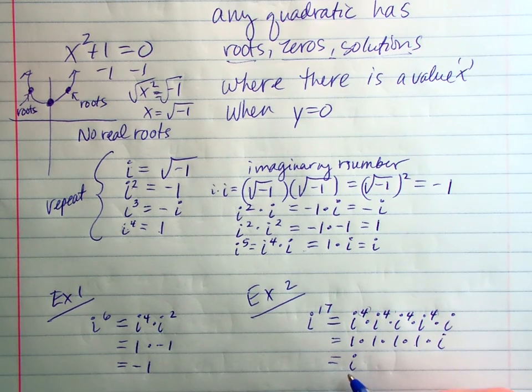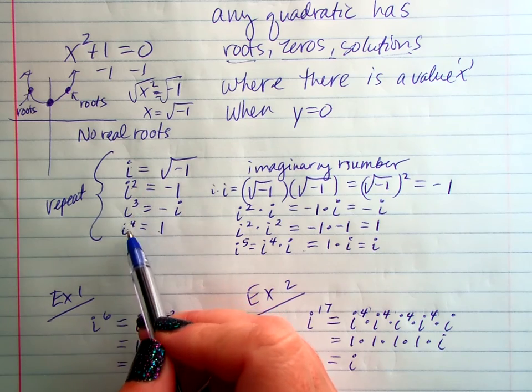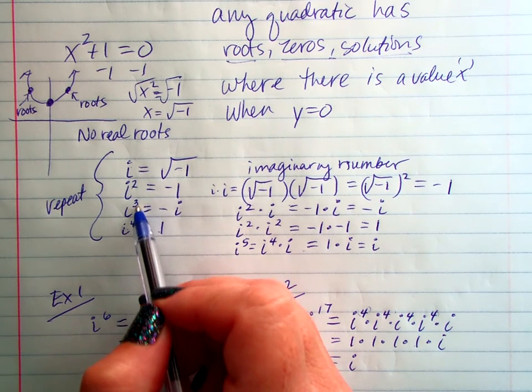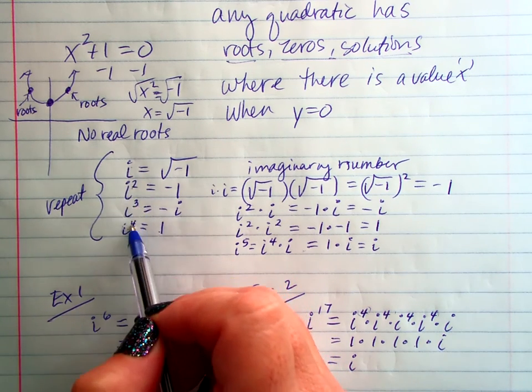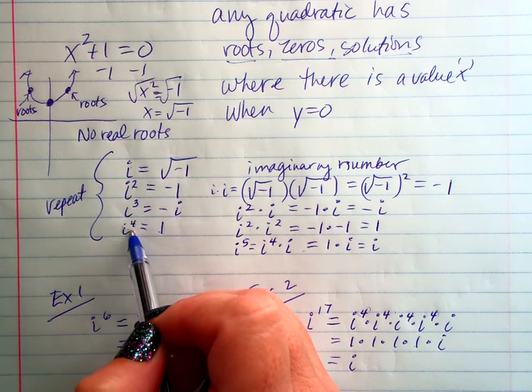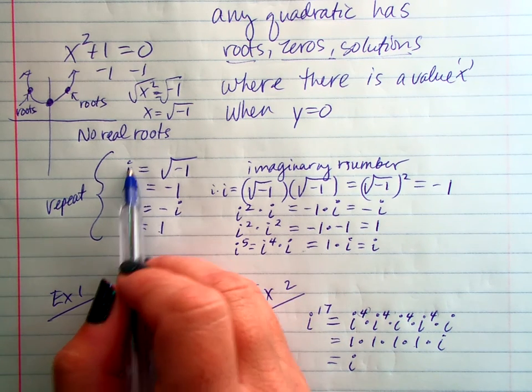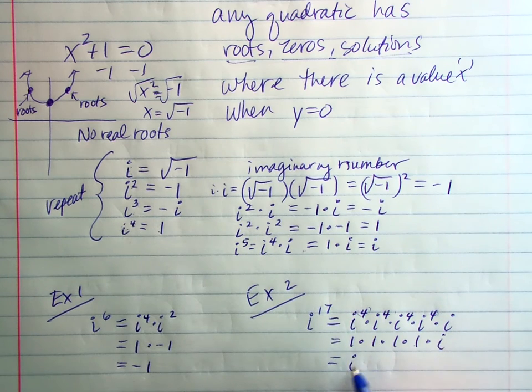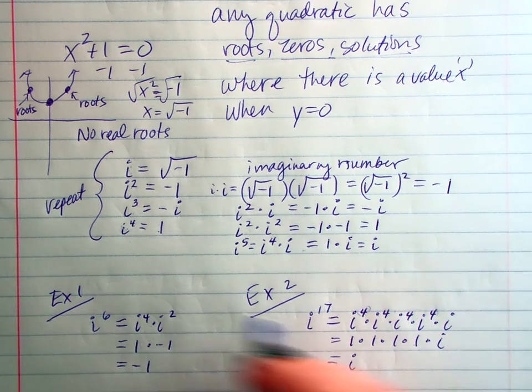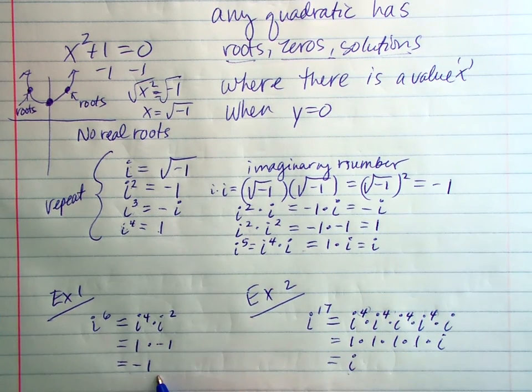What if I wanted to do the counting method? 1, 2, 3, 4, 5, 6, 7, 8, 9, 10, 11, 12, 13, 14, 15, 16, 17, and back right up here to i. So if you want to just count it, or if you want to break it up, you're looking for the result to simplify. i to the 17th is just i. i to the 6th is just -1.